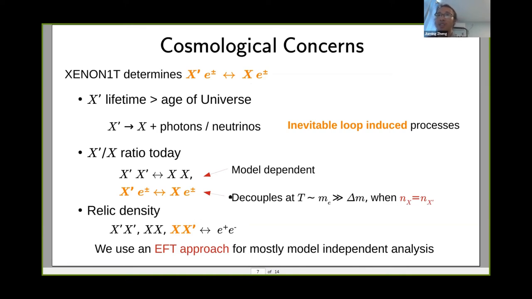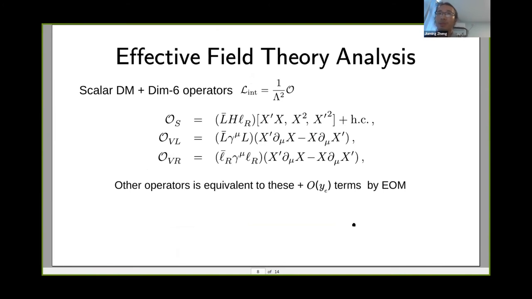So to study the correlation between all of these effects, we use an effective field theory approach so that the result of our analysis is mostly model independent. To begin with, we consider the simplest case of scalar dark matter plus dimension 6 operators. And we found that even if we consider the most general case, all the other operators that induce inelastic scattering are actually equivalent to one of these three operators plus negligible terms based on equation of motion.